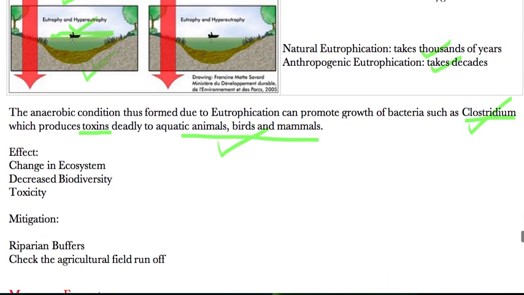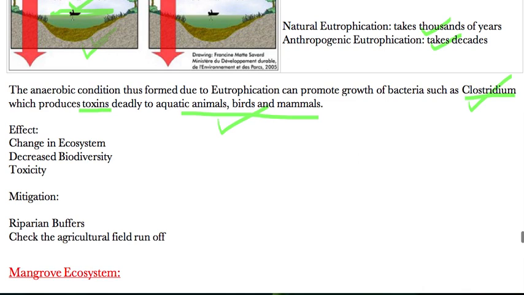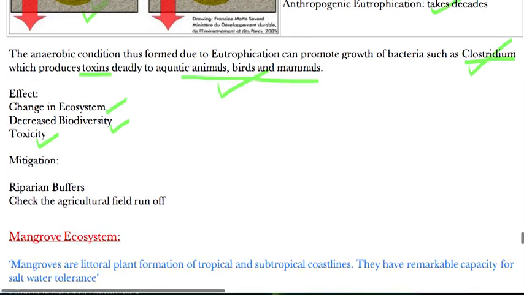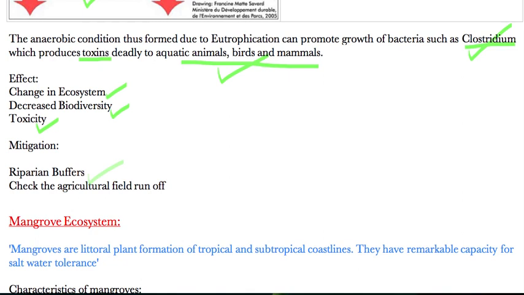What are the other effects? It changes the ecosystem; the very ecosystem of the lake is changed by this process. It also decreases biodiversity and creates toxicity. So these are the effects. Then how can we mitigate it? By creating a riparian buffer. What is a riparian buffer? It is nothing but planting trees whenever you have a pond. You should plant trees along its border, so that less runoff will reach it. And check the agricultural field runoff, which contains fertilizer.